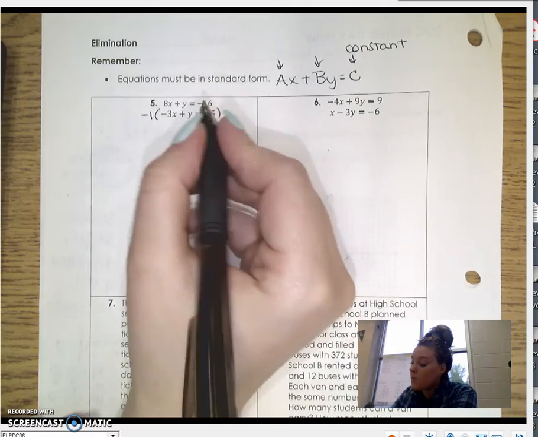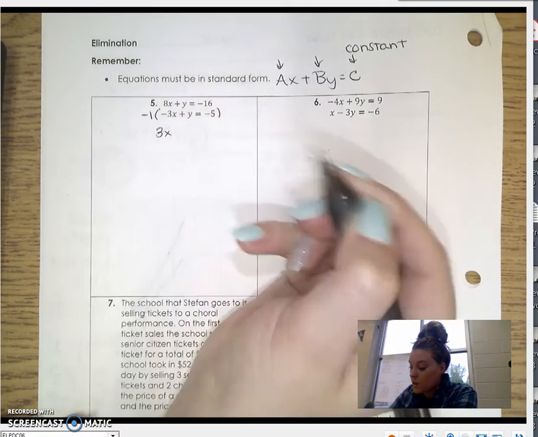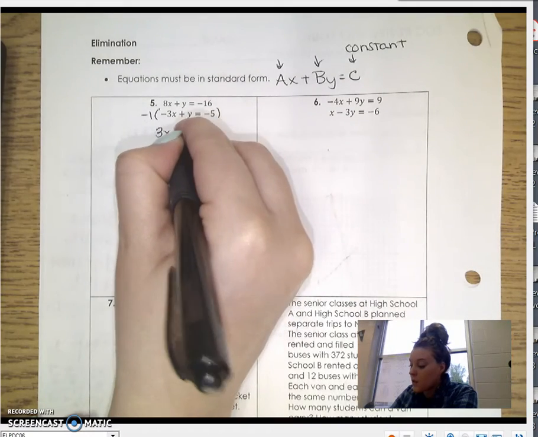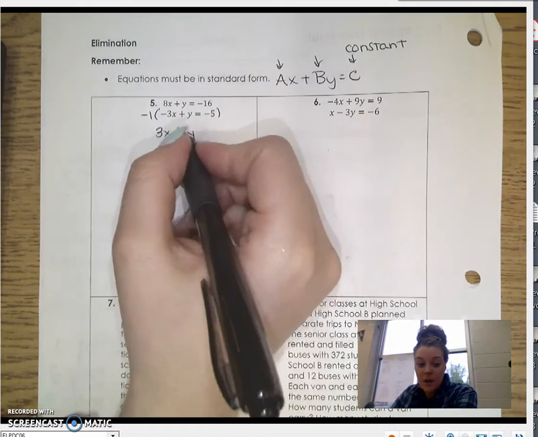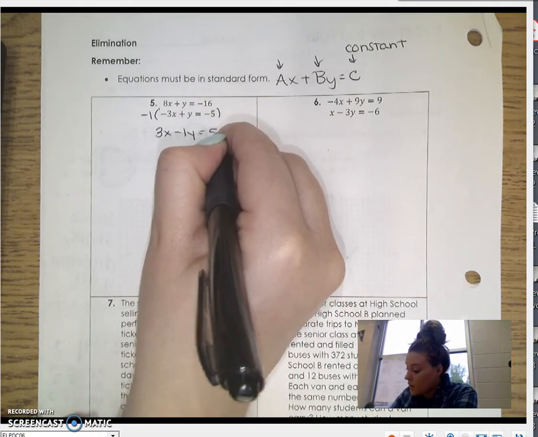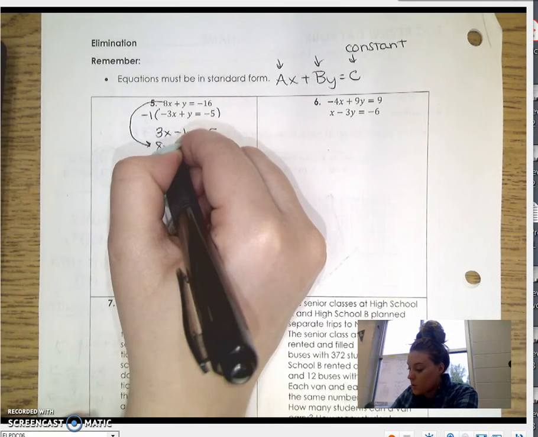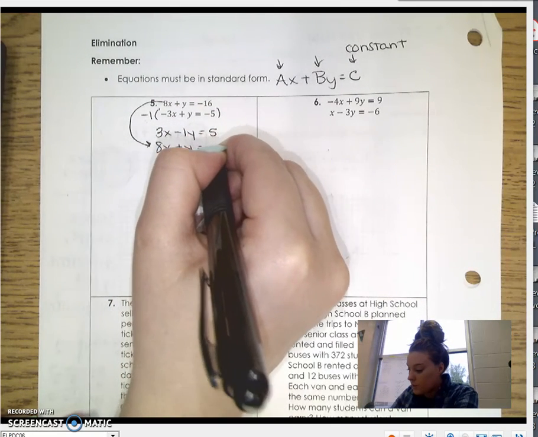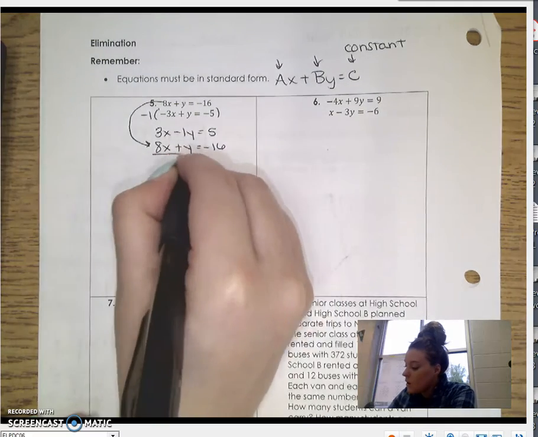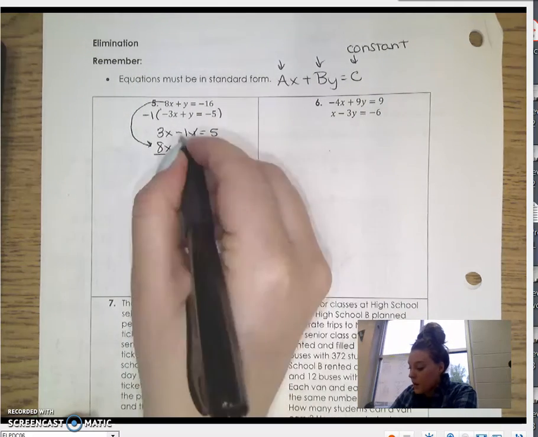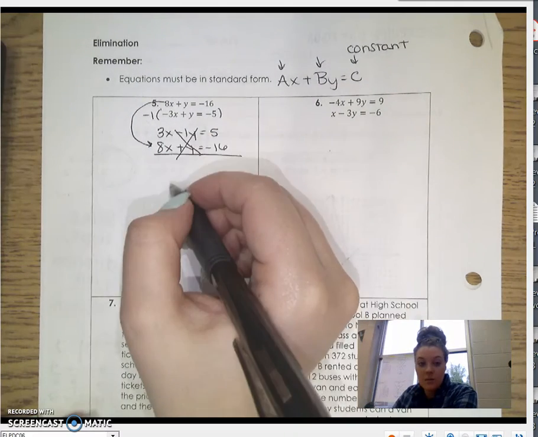So negative 1 times negative 3x is positive 3x. Negative 1 times y is negative 1y. Negative 1 times negative 5 is positive 5. Then I'm just going to rewrite my top equation without doing anything to it. Once you have a zero pair, you can cross it out and add straight down.